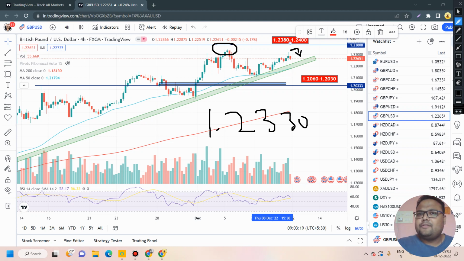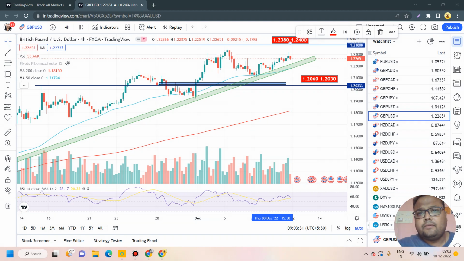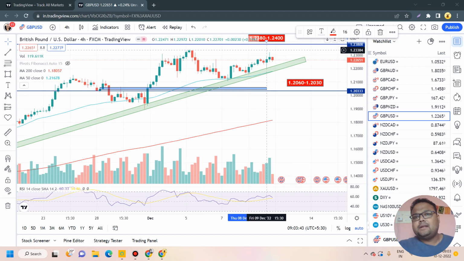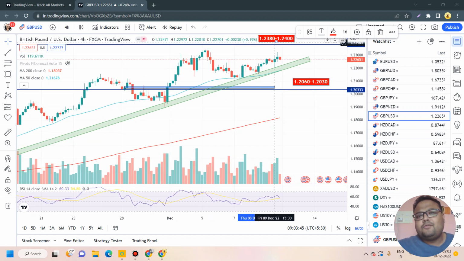So if the market reverses, experienced traders with proper risk management can consider taking a sell position. But 1.2380, 1.2400 is still the big resistance on the chart of GBPUSD. Beginners, I will not recommend you to take a sell position around the previous high. But yes, beginners, if you see the market reversing from the 1.2380, 1.2400 level, you can consider taking a sell position.